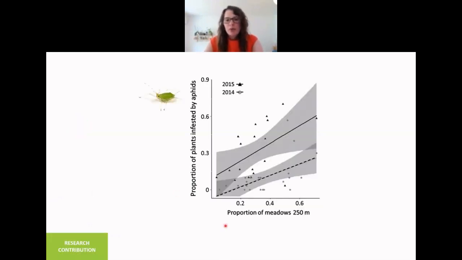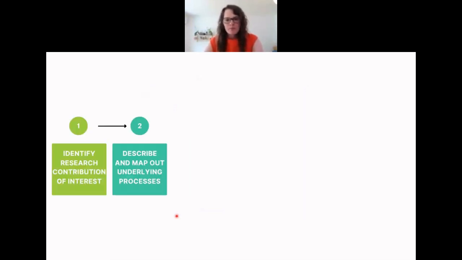And in this example, we focused on this particular figure that shows the relationship between the proportion of meadows within a 250 meter radius of an experimental field plot and the incidence of aphid pests in that plot. And we also wanted to capture the outputs of the statistical analyses that were used to describe the trends presented in this figure. And that's the data I'm really going to focus on showing you in the next parts of this example. So this brings us to the second step, which is to fully describe the processes that underlie the information that we want to capture.